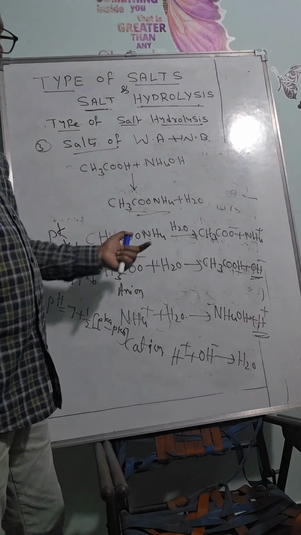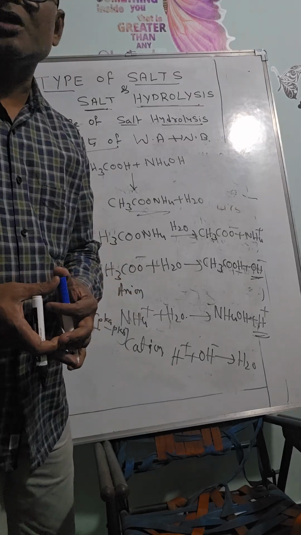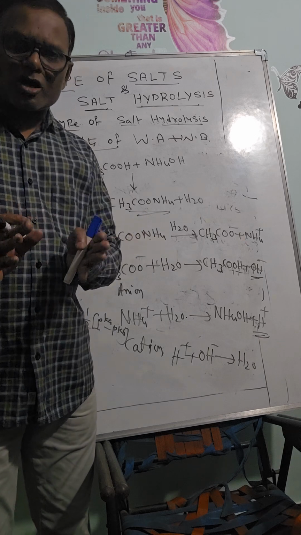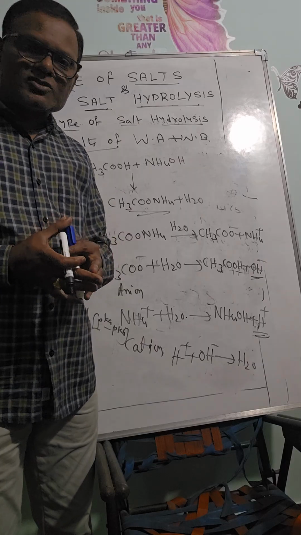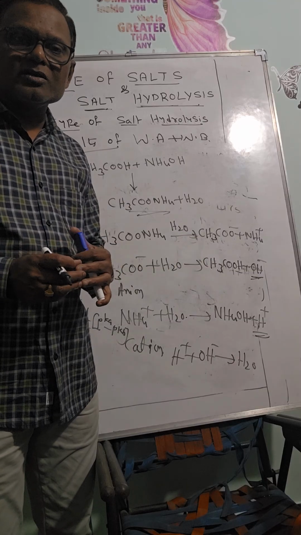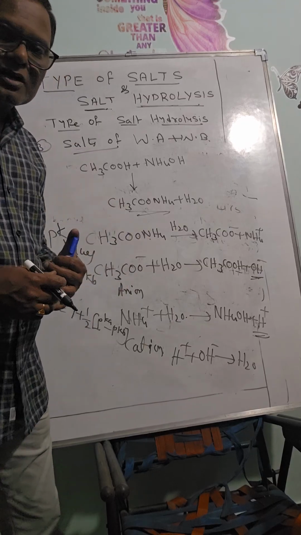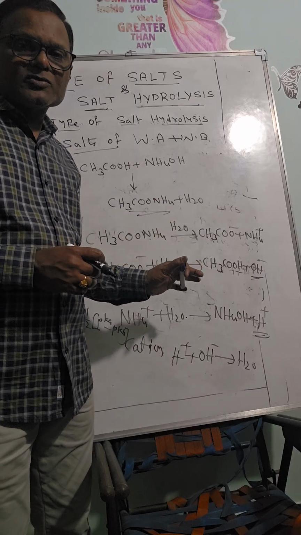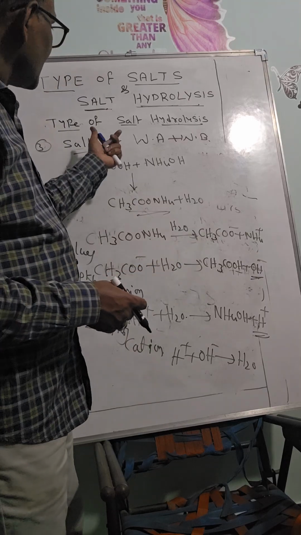Okay children, these are the four types of salts. Total, how many types? Four types of salts. Is it clear? What is the first type? Salts of strong acid and strong base: always neutral, pH equal to 7. Second type, salts of strong base and weak acid: the nature is basic, pH greater than 7. Third type, salts of weak base and strong acid: pH is less than 7, acidic nature.